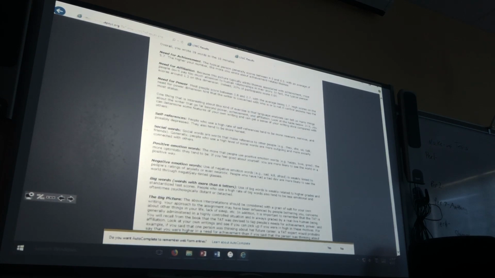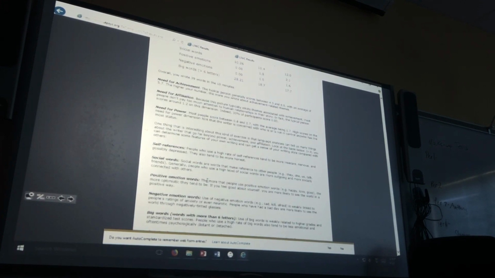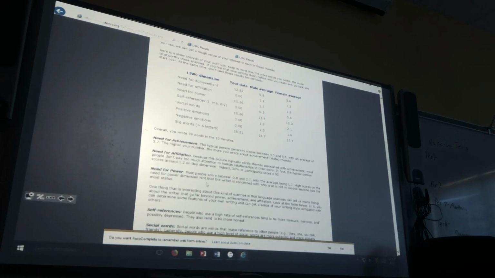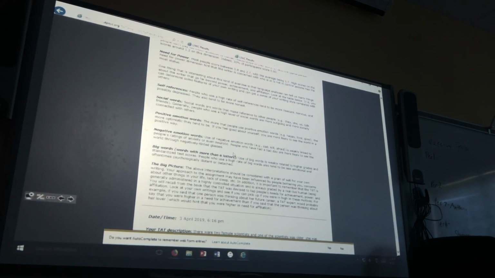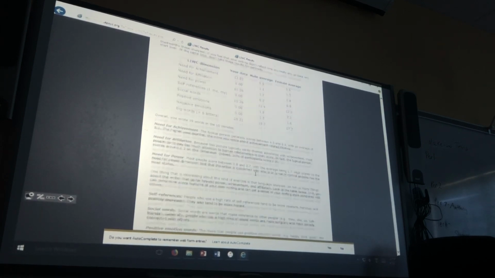Positive emotions, negative words indicate that you're a pessimist. You see the glass half empty. Positive words, you're an optimist. You see the glass half full. So these are the things you're looking at here in assessing. Big words, what's that say? You used a lot of big words. So people who use a high rate of big words also tend to be less emotional and oftentimes psychologically distant or detached. There we go.